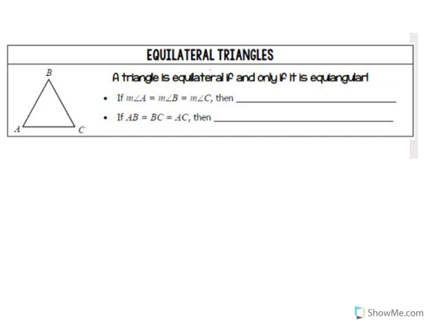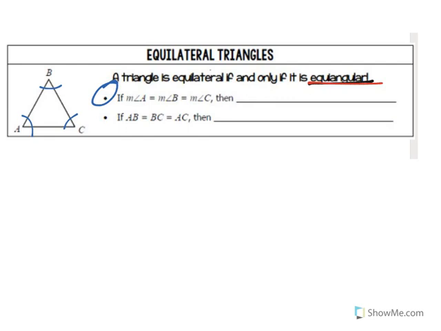First, a triangle is equilateral if and only if it is equiangular. Remember, the word equi means equal. So equiangular means all of the angles are equal. So what we would put here for this one is, if the measure of angle A equals, or is congruent to, the measure of angle B and also equal to the measure of angle C, then we are looking at an equilateral triangle.